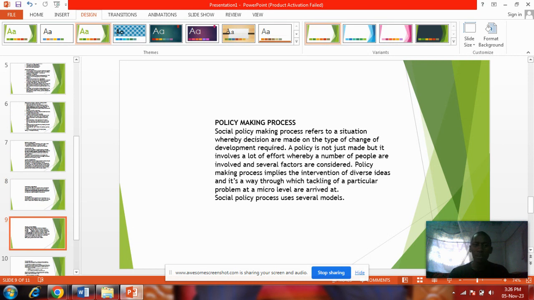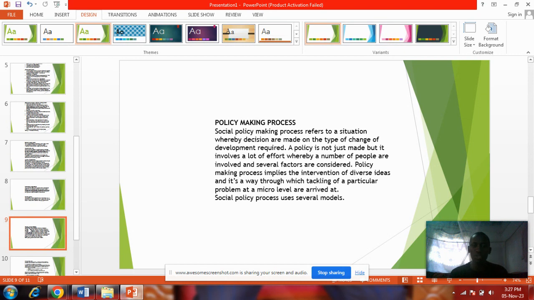Then you have the policy making process. Social policy making process refers to a situation whereby decisions are made on the type of change or development required. A policy is not just made, but it involves a lot of effort whereby a number of people are involved and several factors are considered. Policy making process implies the intervention of diverse ideas, and it's a way through which tackling of particular problems at the micro level is arrived at.